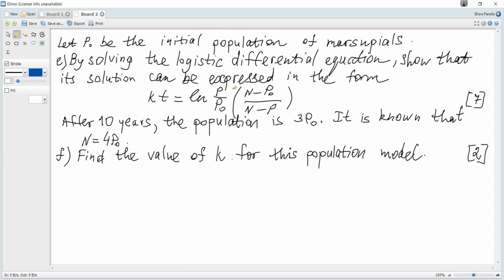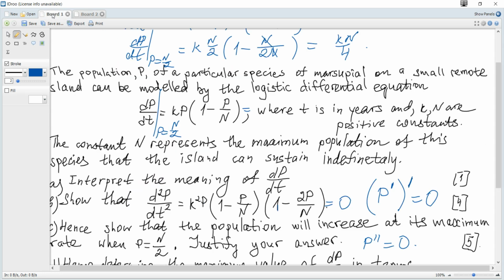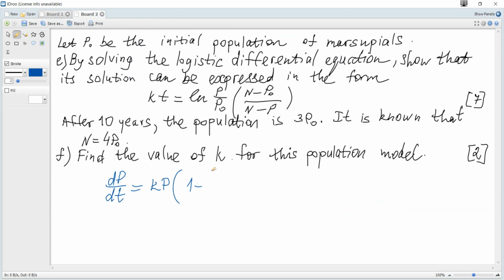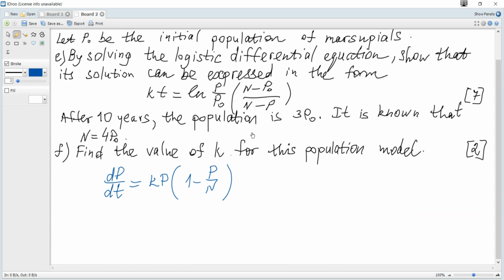Let P0 be the initial population. By solving the logistic differential equation, show that its solution is the given result. So we need just solve the differential equation and get the required result. So we need to solve dp/dt is kP times 1 minus P over N.